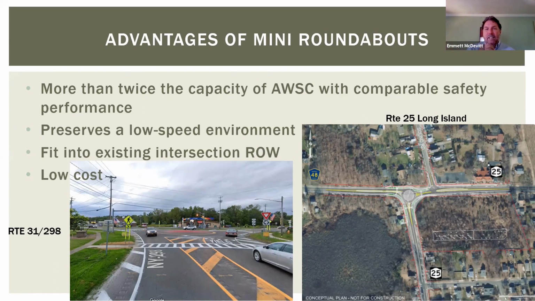The one on the right is one that's being proposed in Long Island on Route 25. The one on the left is Route 31 and Route 298, I think in Onondaga County. I don't know, Dave, you can correct me on that. But in Michigan and other states, they're building them. They're replacing these signalized intersections and all-way stop control with these mini roundabouts. And they're very, very effective.